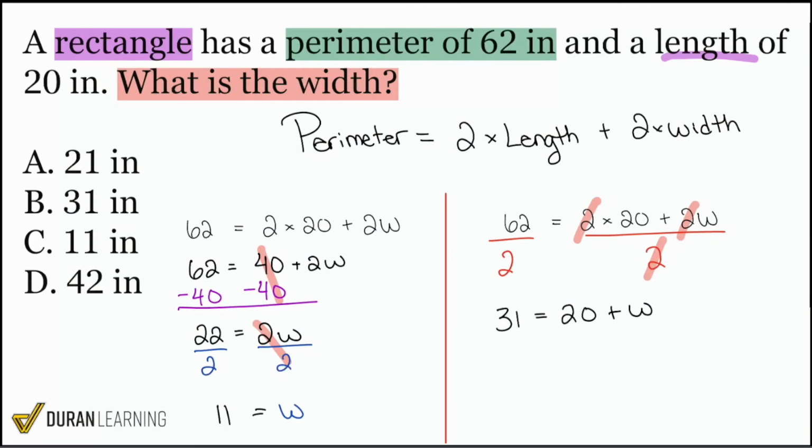The last thing I have to do here, everybody, is subtract 20. Can anybody tell me what 31 minus 20 is? Anybody? What's that going to be? 31 minus 20, that's 11. And there we are. W equals 11 in the same way that we did previously. And I want to go ahead and just show you both ways one more time before we continue.